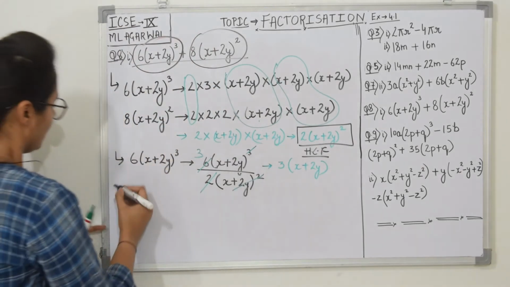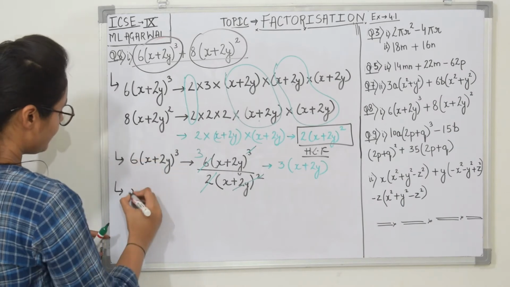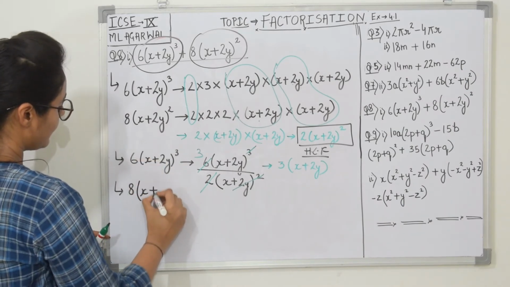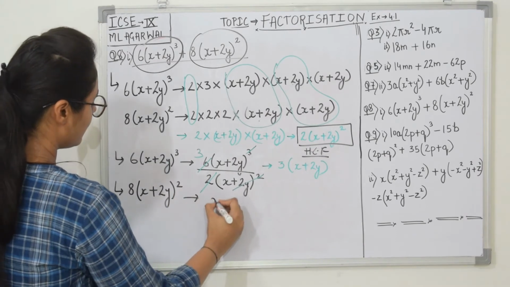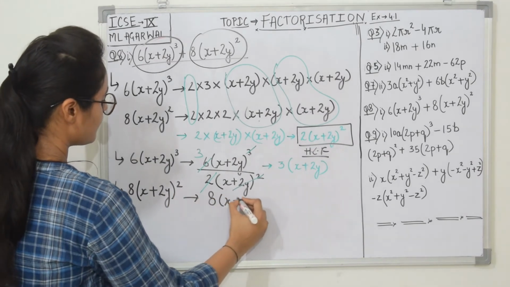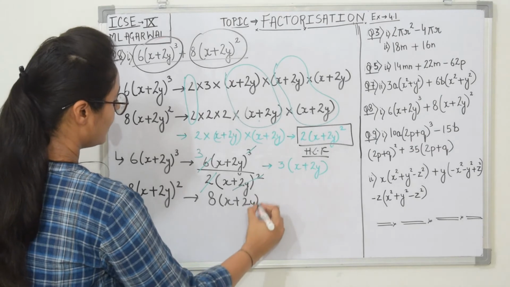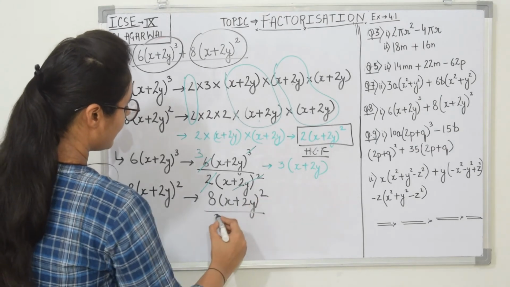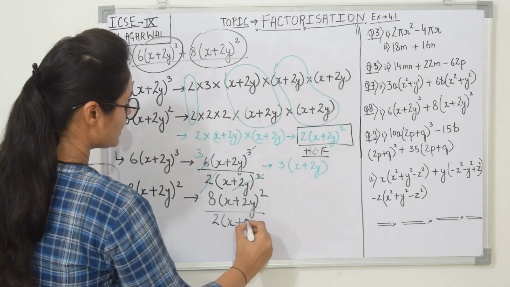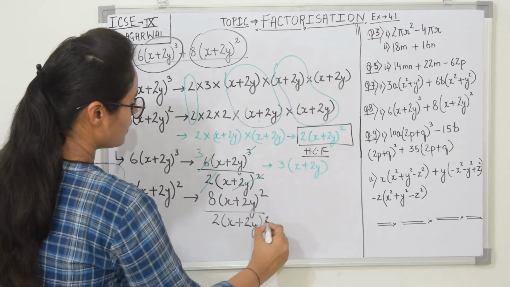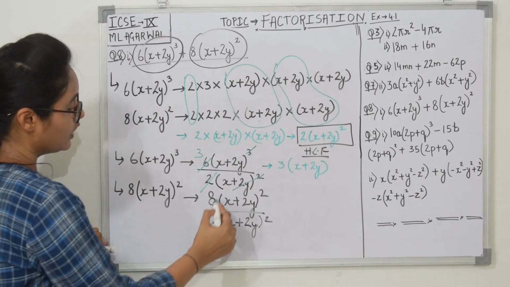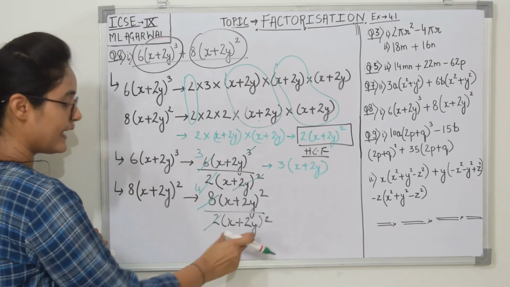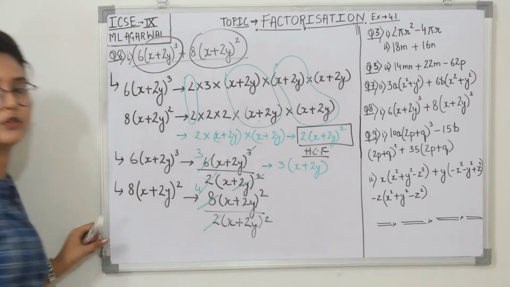Okay, so coming back to the second term, that is 8 in bracket (x + 2y) whole square. Just divide it down. 8(x + 2y) whole square divided by (2x + 2y) whole square, which is our HCF. Now see, dividing it, 2 4s are 8, (x + 2y) whole square, (x + 2y) whole square.